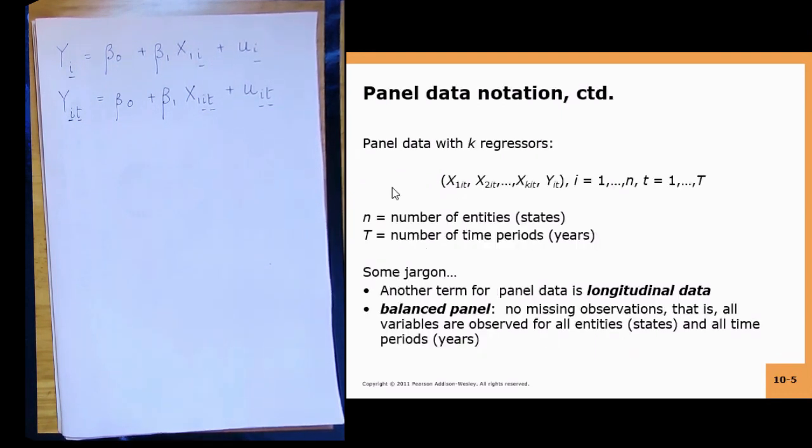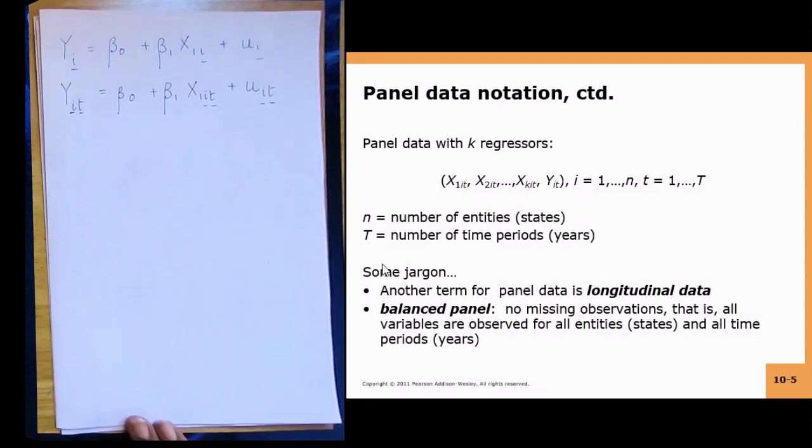Now suppose you have k regressors. You are not only including one variable to explain y, now you are going to multiple regressors. So you have x1it, x2it up to xkit. i goes from 1 to n and t goes from 1 to T. It is important to realize that you are observing each entity at different points of time.